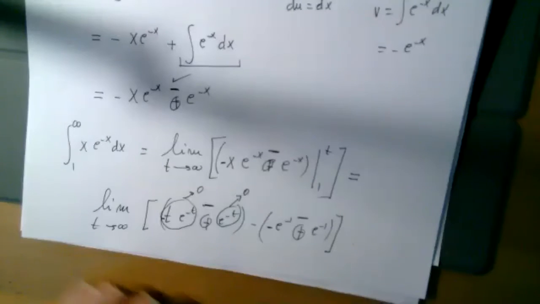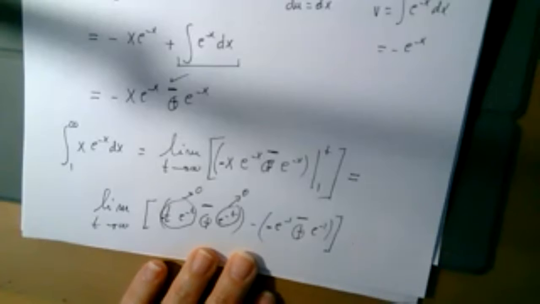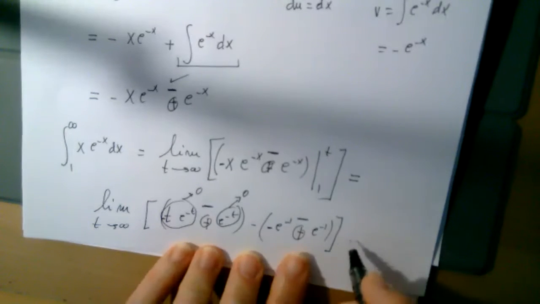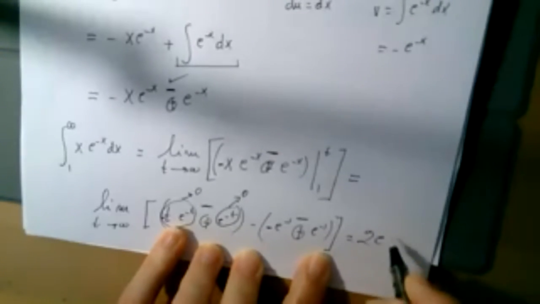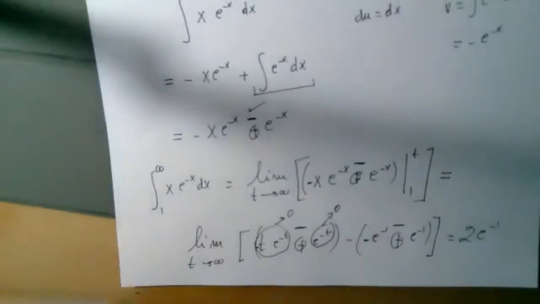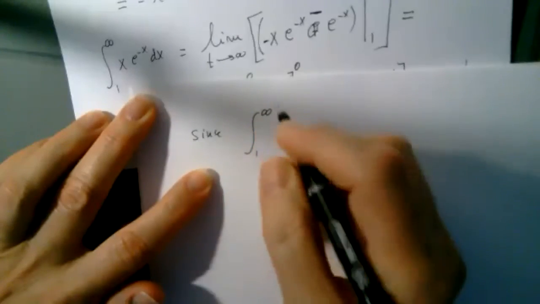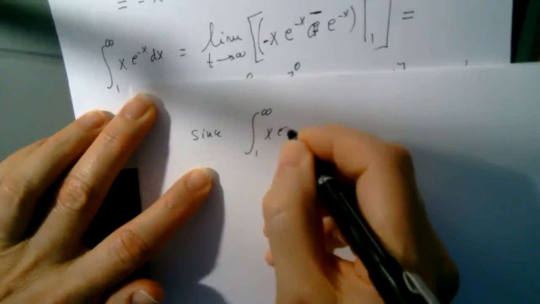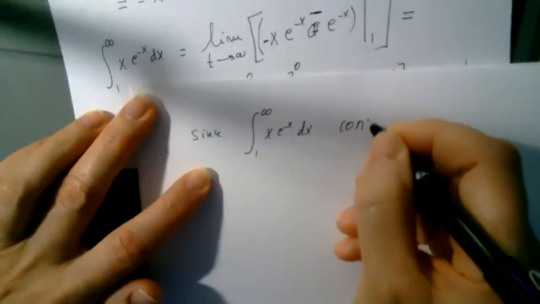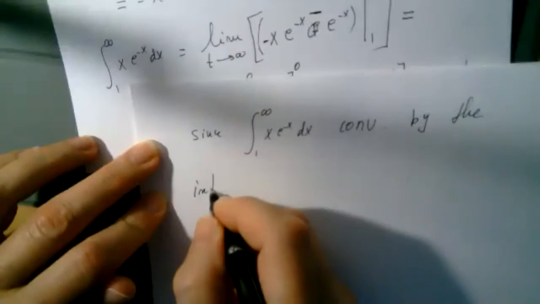So what am I going to be left with? Minus e to the minus 1, minus e to the minus 1, it means minus 2 e to the minus 1, and with the minus here, I'm getting 2 e to the minus 1. So what does this mean? The integral converges, since the integral from 1 to infinity of x e to the minus x dx converges. By the integral test, the series itself converges.